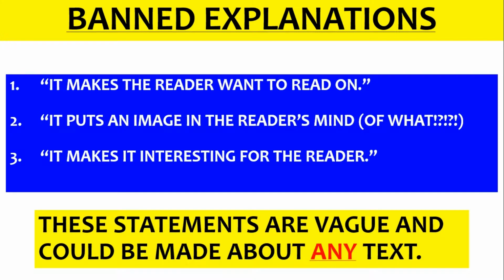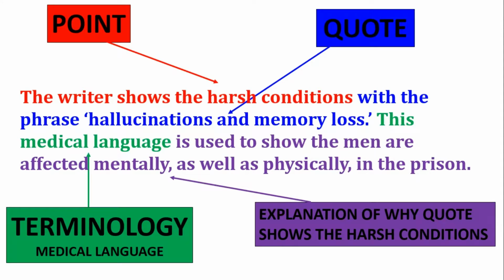So what I mean by this is where students a lot of the time go wrong is they will give me some of these explanations here. So it makes the reader want to read on. So what I mean by that is someone might give me a PE input. The writer shows the harsh conditions with the phrase enunciation. This shows the reader, or this excites the reader, or this makes the reader want to read on. That's not going to give you any marks.